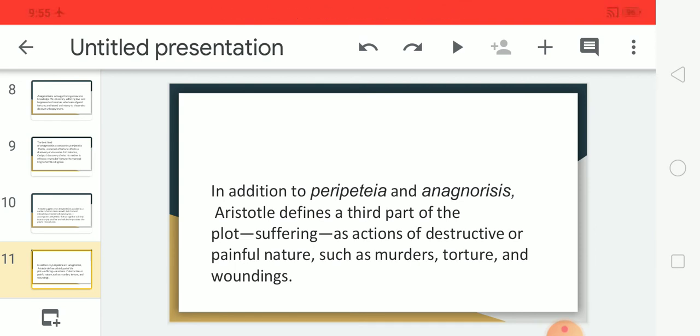How will you know that someone is in pain? When you are watching a drama being acted on a stage, you will see murders, you will see tortures, you will see wounds on the characters who are playing parts on the stage. So these are again a part of a good tragic plot.